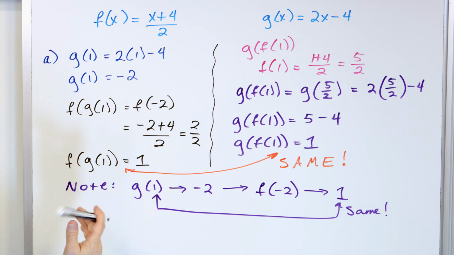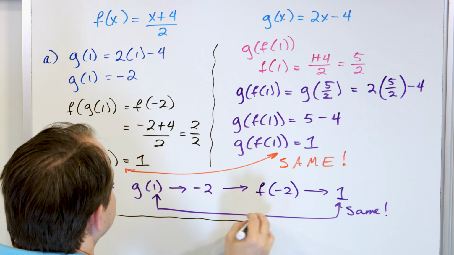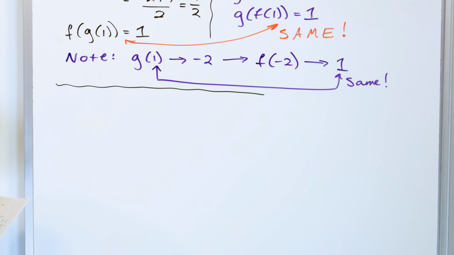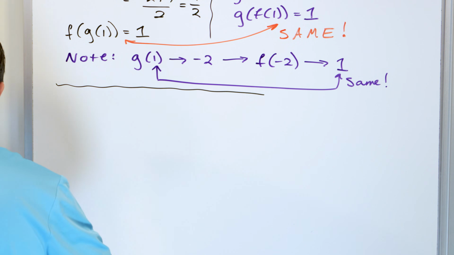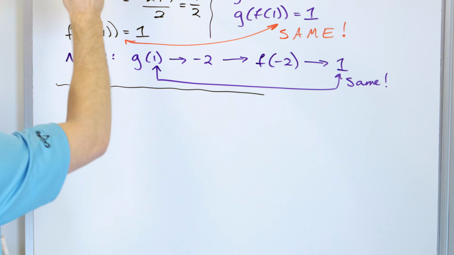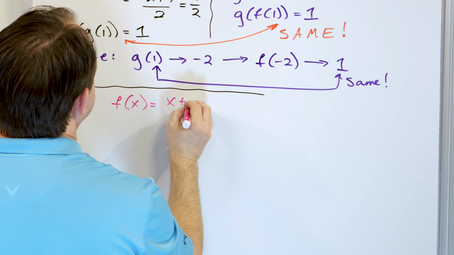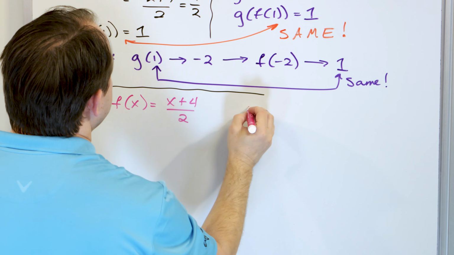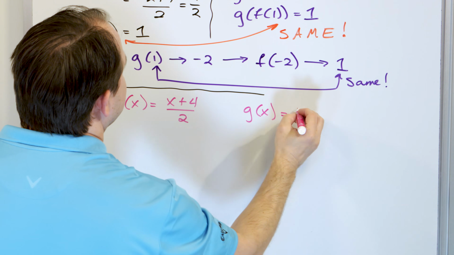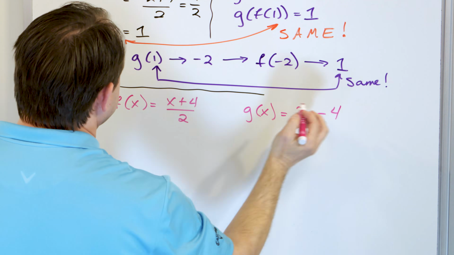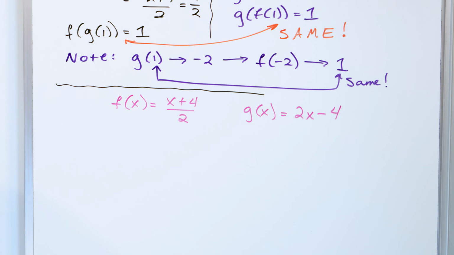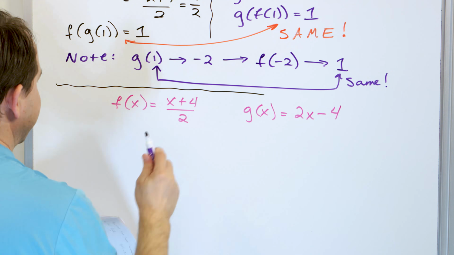So what I want to do now is give you a few more examples of this whole undoing business. And then after that, I want to graph the inverse function. So let's rewrite these functions here just to have them handy. f of x is (x plus 4) over 2. g of x is 2x minus 4. Same functions. I haven't changed anything. I just want to have everything down low here.